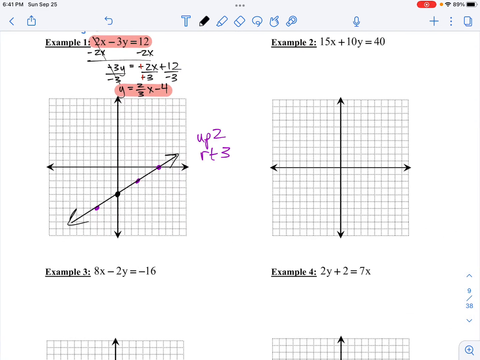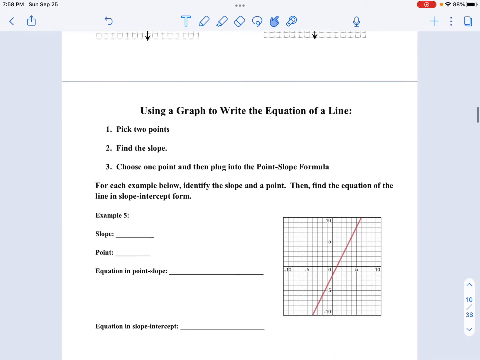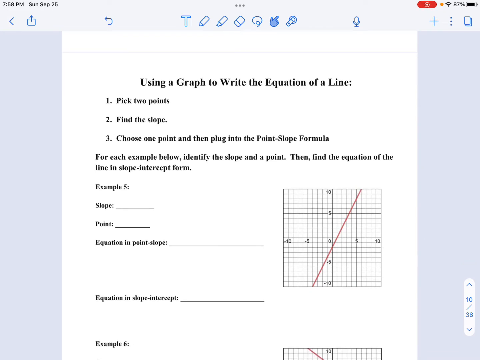Okay, I'll leave 2, 3, and 4. But what I want to look at now is the back page. I'm going to change these directions around just a little bit. I really just want you to be able to look at an equation that's been graphed like so, and figure out what the slope of the line is. And I want you to be able to identify the y-intercept, so where it touches the y-axis. In this case, it would be right here. And then we're going to write the equation, and that's going to be pretty quick.